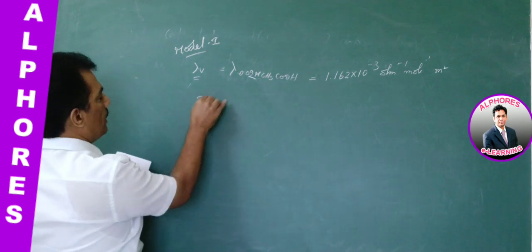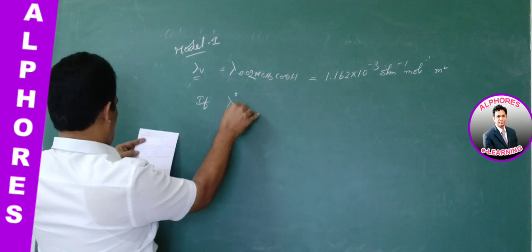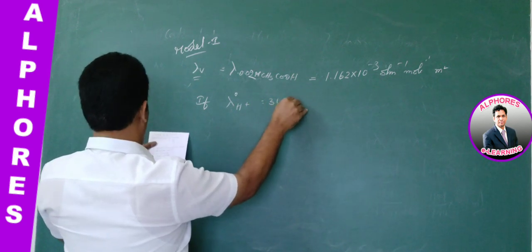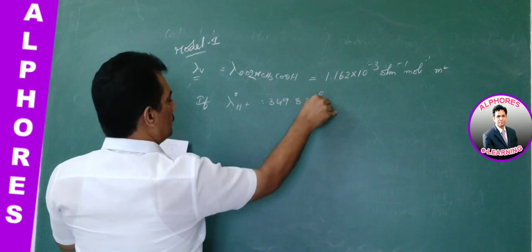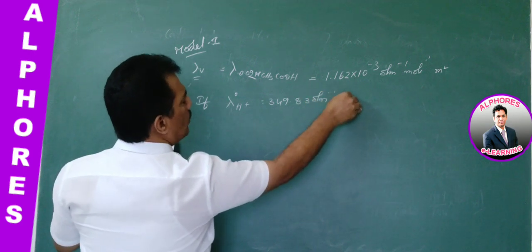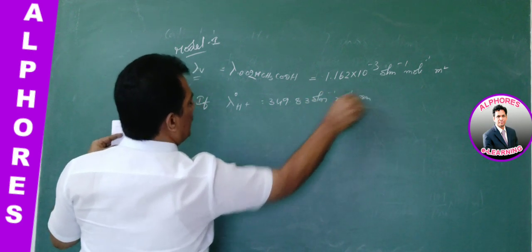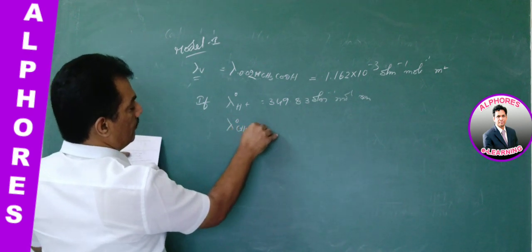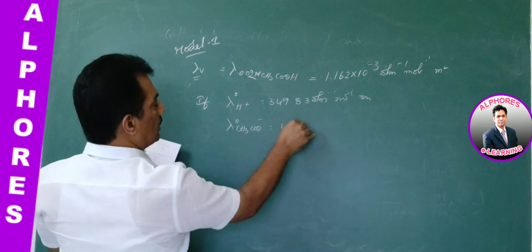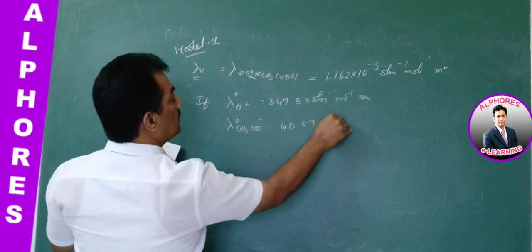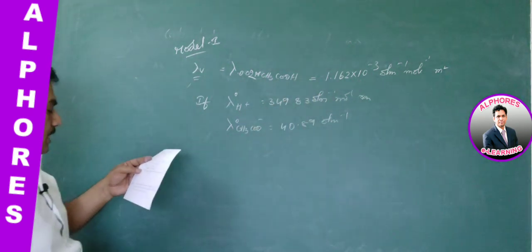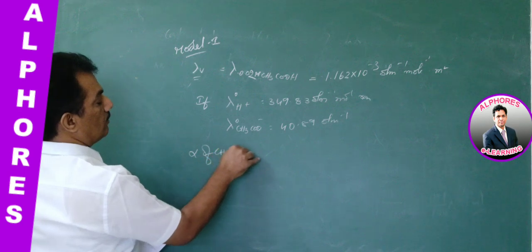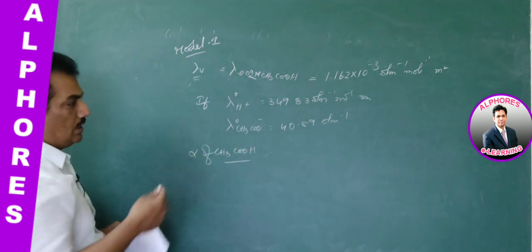And if lambda naught H plus is given as 349.83 ohm inverse mole inverse centimeter square, and then lambda naught acetate ion is also given as 40.89 ohm inverse mole inverse, then find alpha of acetic acid. This is the question they are providing. It is a basic level question, I think.